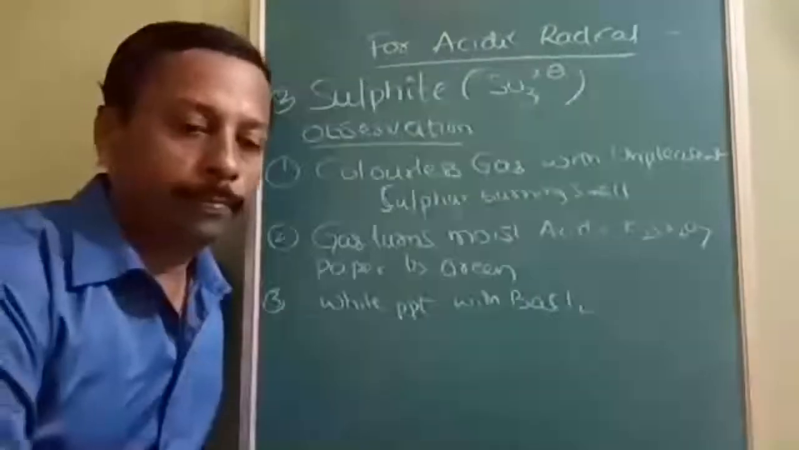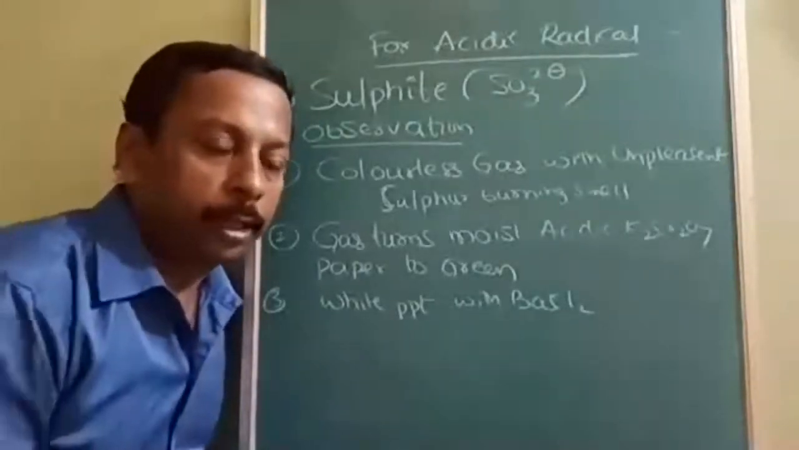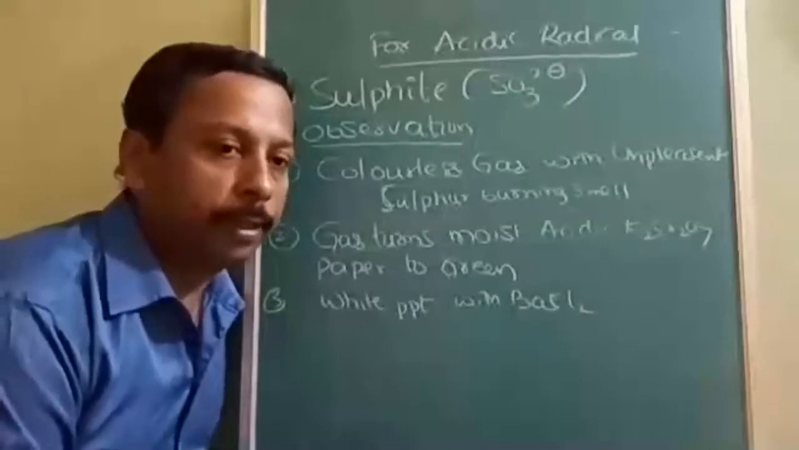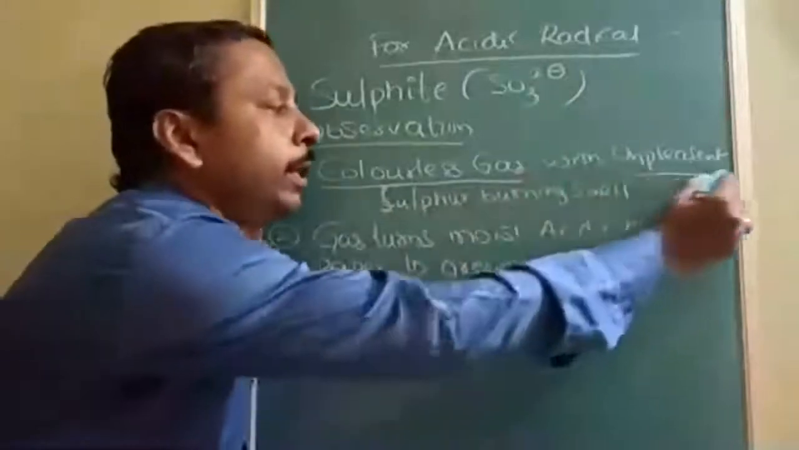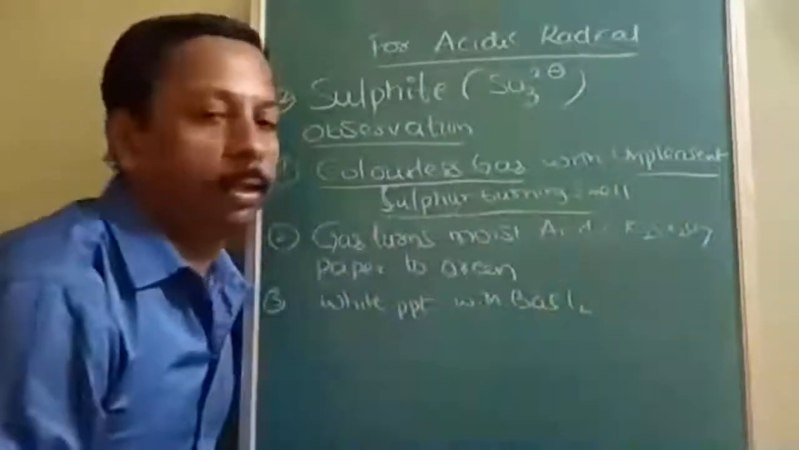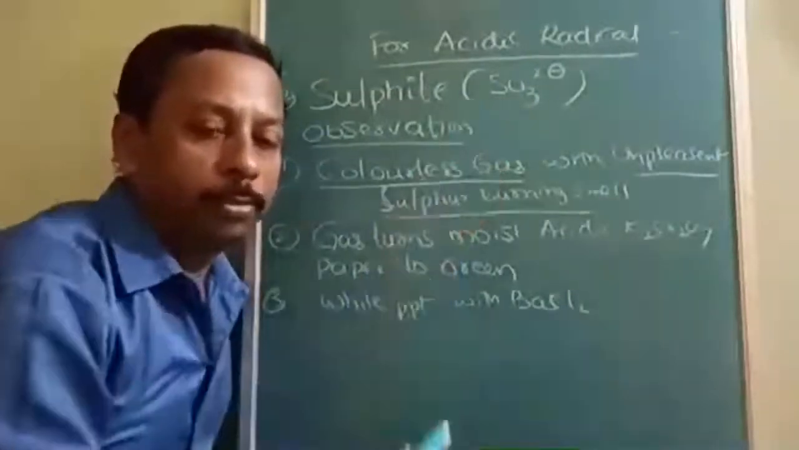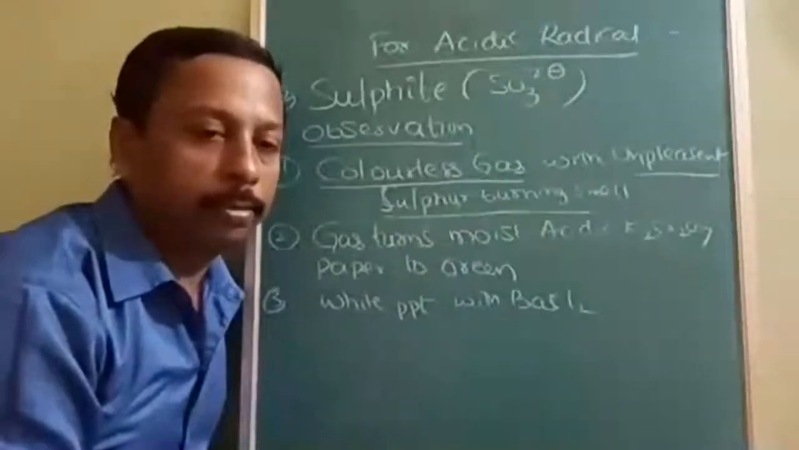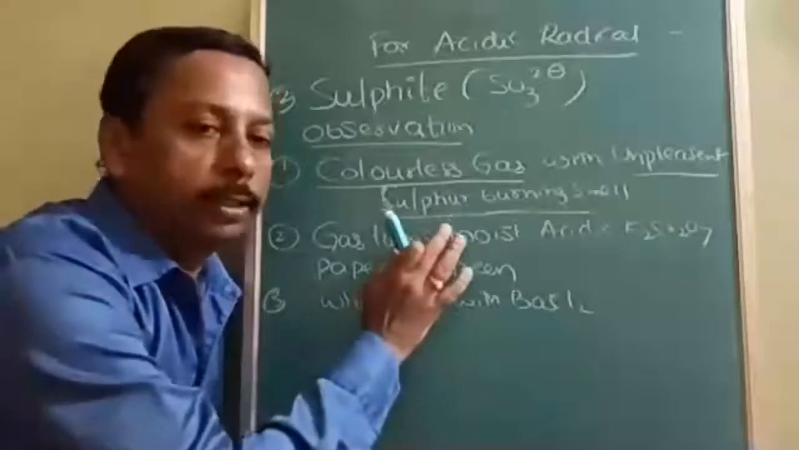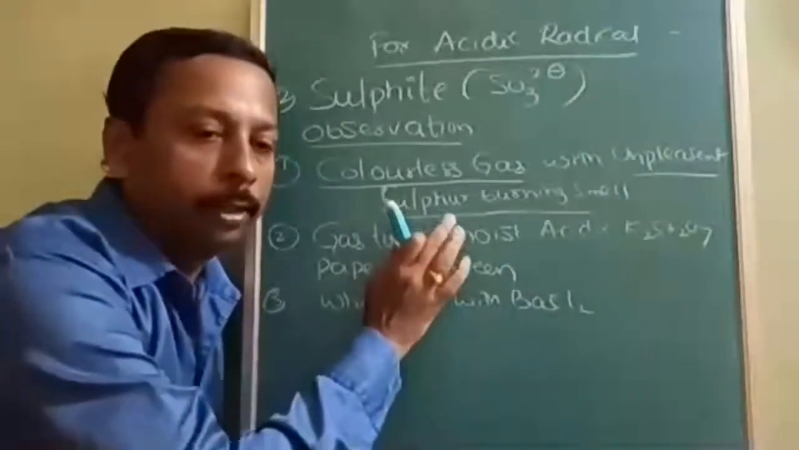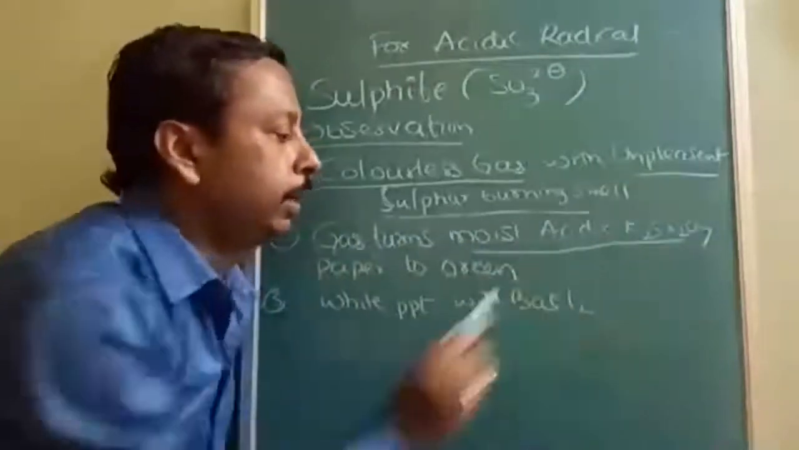Now, after adding sulfuric acid to the given salt, if a colorless gas comes out without any smell, that is CO2. But if it is a colorless gas with an unpleasant sulfur burning smell, that means the given salt contains the acidic radical SO3 2 minus. This is only what we expect; it is not yet confirmed. Then we will pass that gas to moist acidic K2Cr2O7.